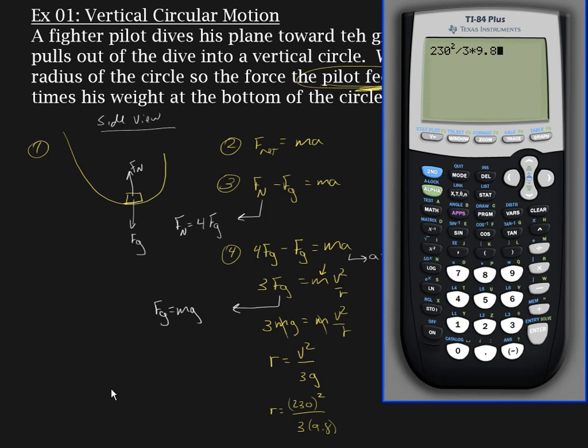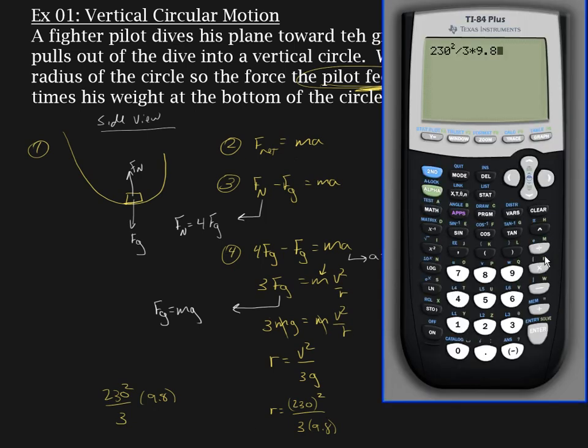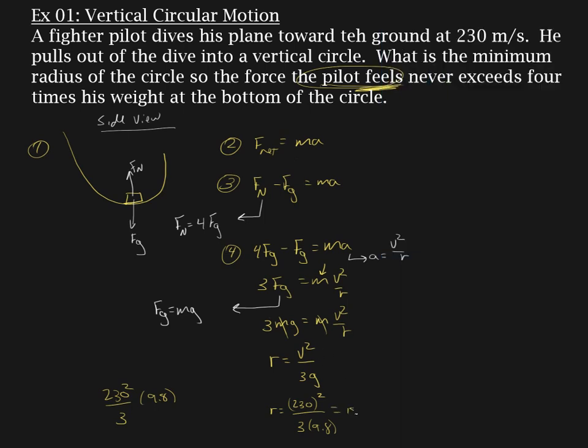If you do this, what you're really doing, in terms of the algebra, is writing 230 squared divided by 3, times 9.8. So you need to make sure that you're putting the correct brackets, or parentheses, in for solving this problem. So it's 230 squared divided by the quantity of 3 times 9.8. Close our parenthesis, and we get 1799 meters, or 1800 meters. That is 1.8 kilometers. So that is the answer to this question.